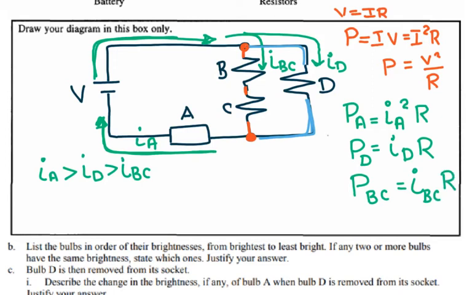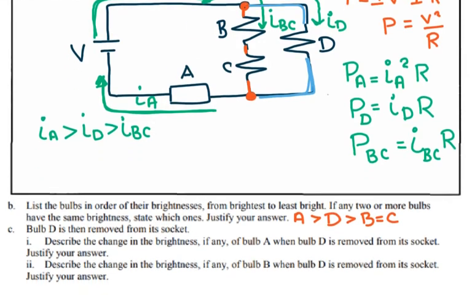So when they tell me to line them up in order of brightness from the brightest to the least bright, I'm going to say A is the brightest, and then it's going to be D, and then B is as bright as C because they carry the same current through them.